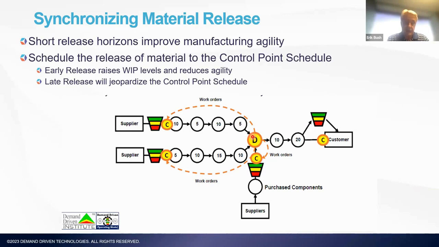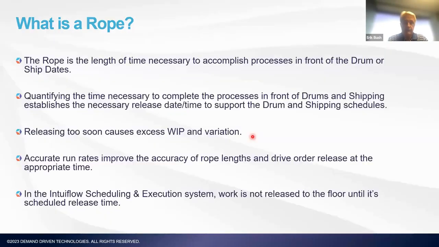That can obviously help on the logistical side of moving materials from the warehouse into the production arena and getting it ready for operations. If we release too early, we're going to have way too much WIP, and that reduces our agility and creates other problems. If we release too late, obviously that jeopardizes our control point or our drum schedule. So we want to be very mindful of those schedules and trying to adhere to those as we go forward.